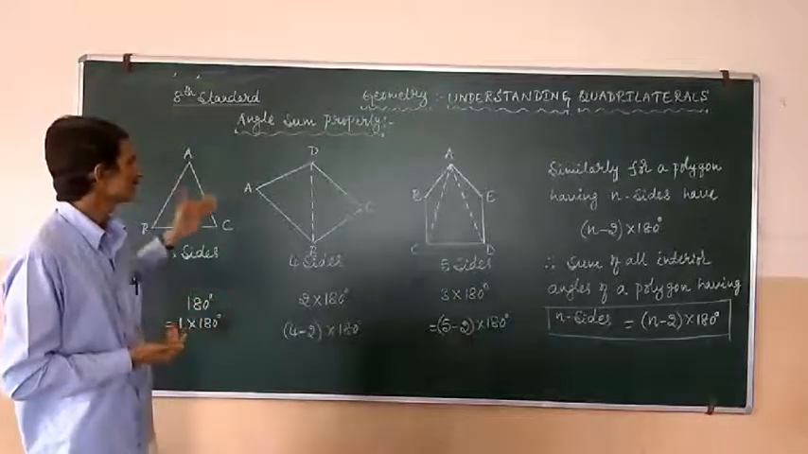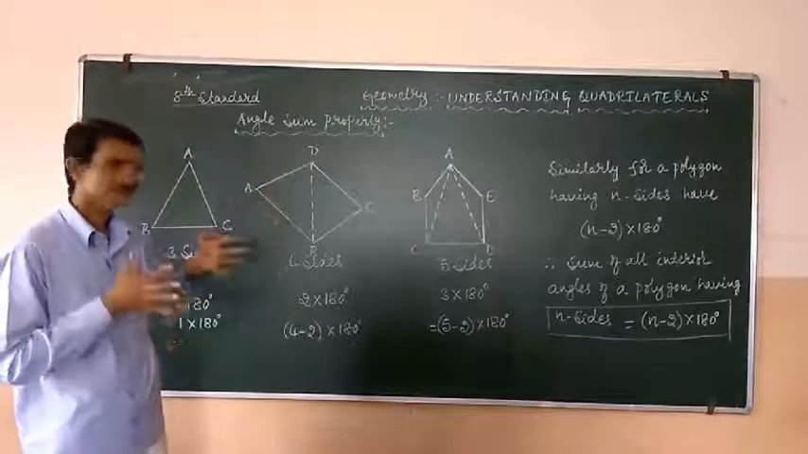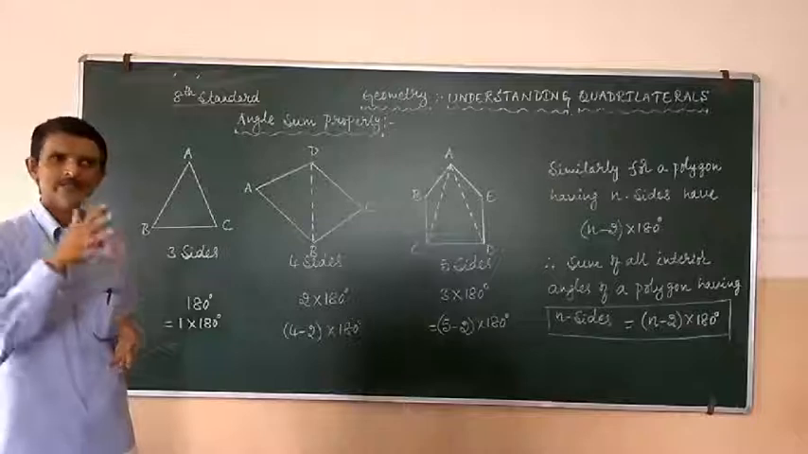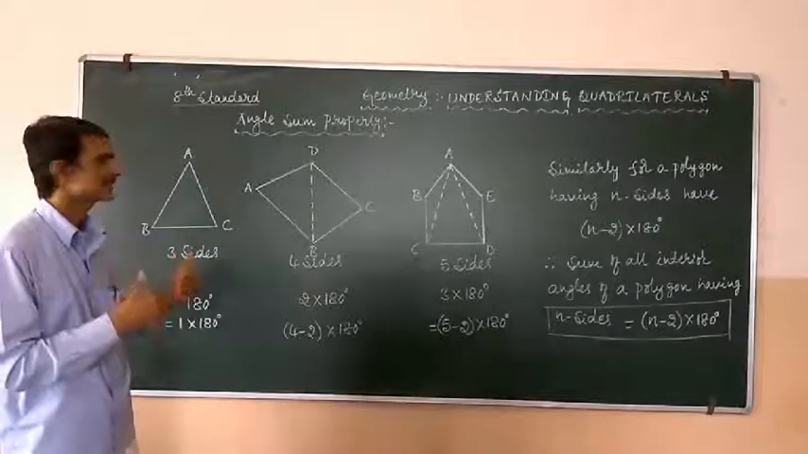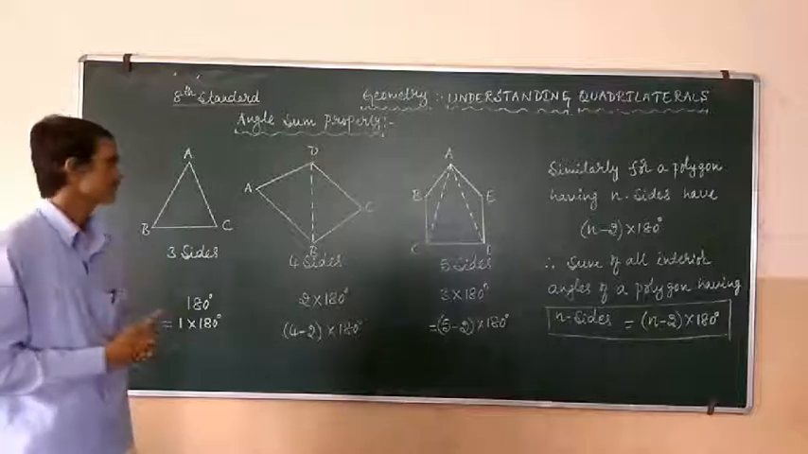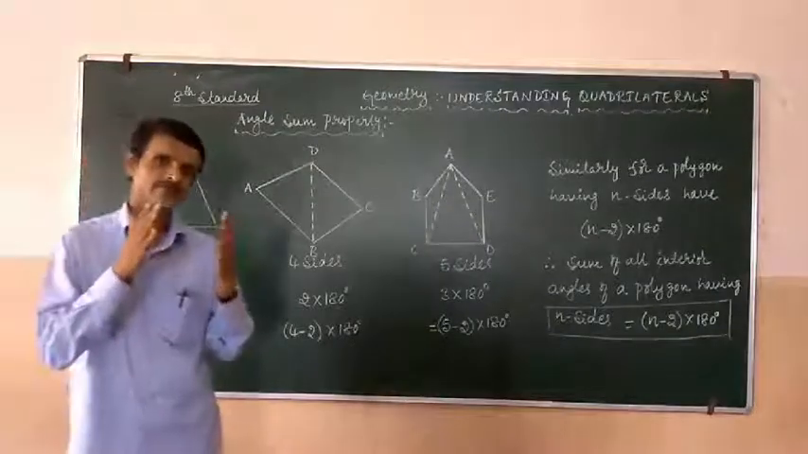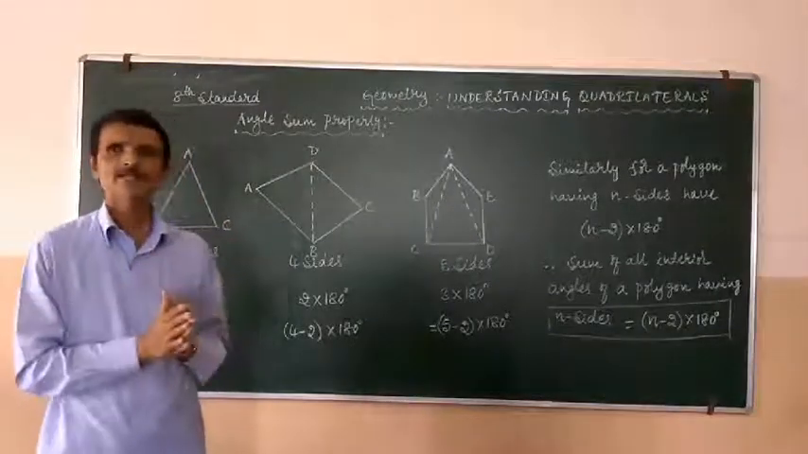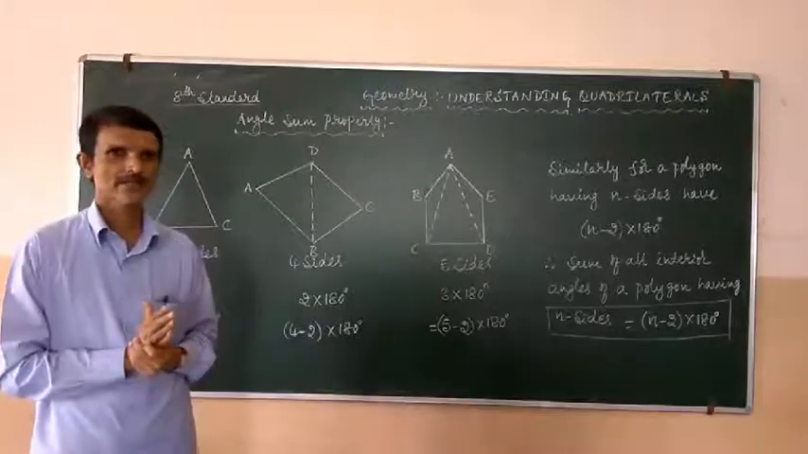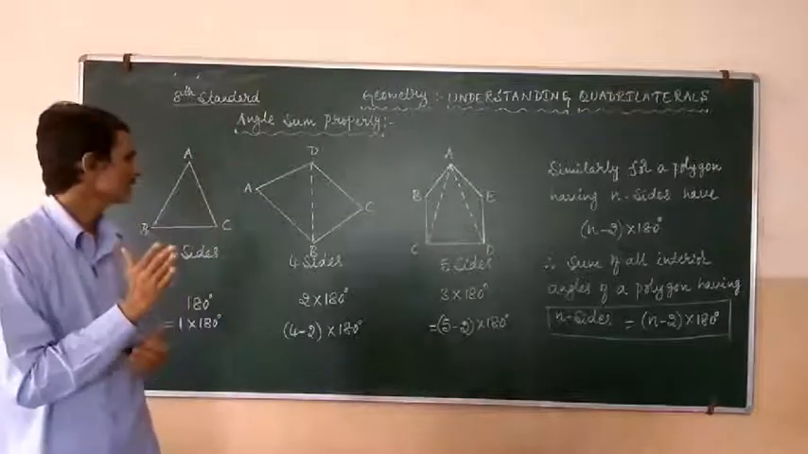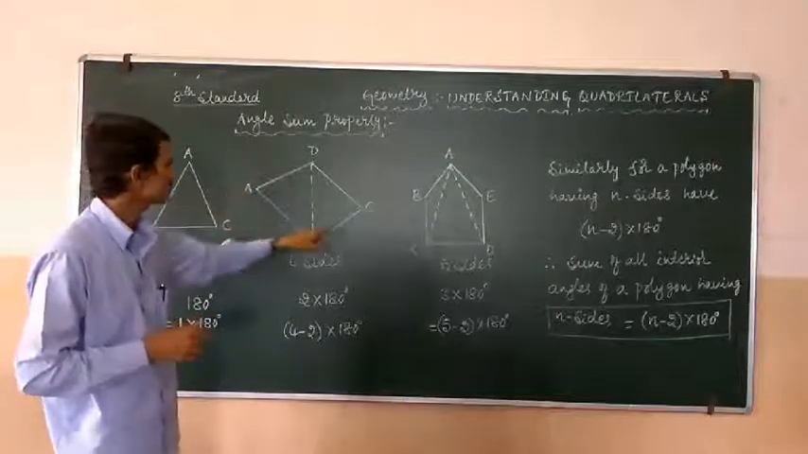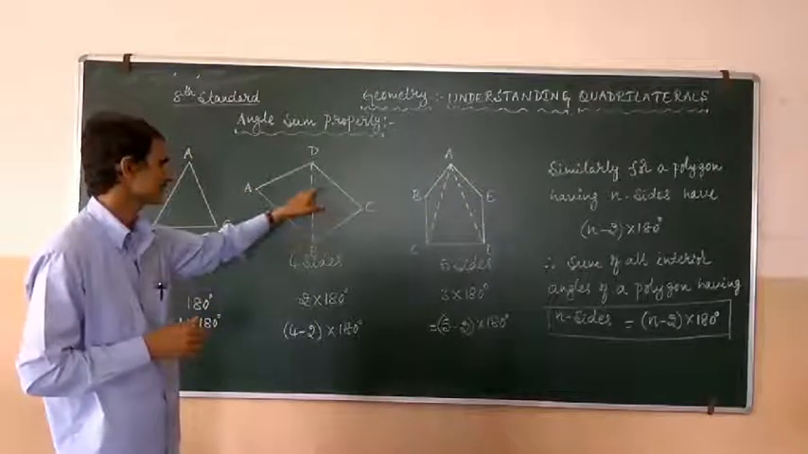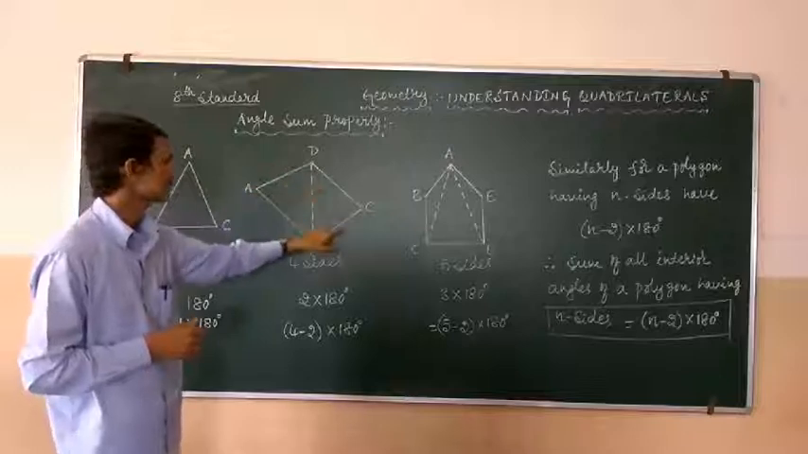Students, if we want to find out the interior angles of the different types of polygons, we have to know the number of triangles in the given polygon. So if you observe the second figure, it has four sides.